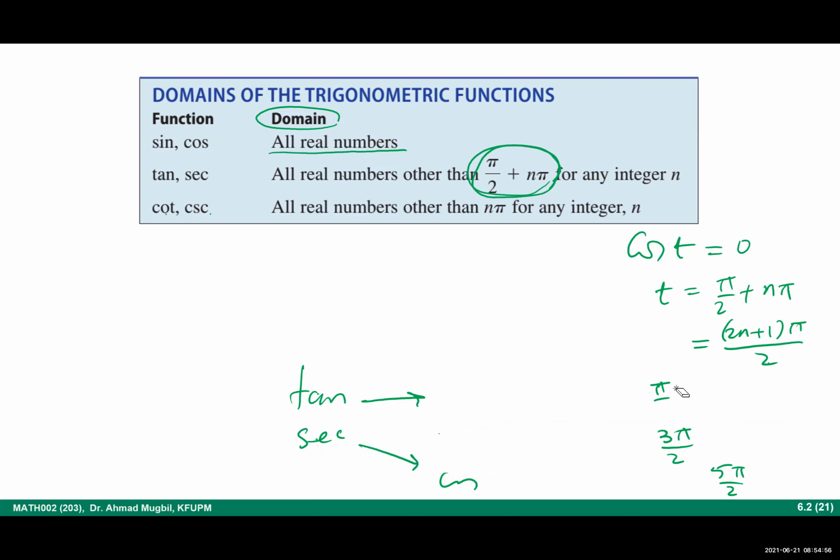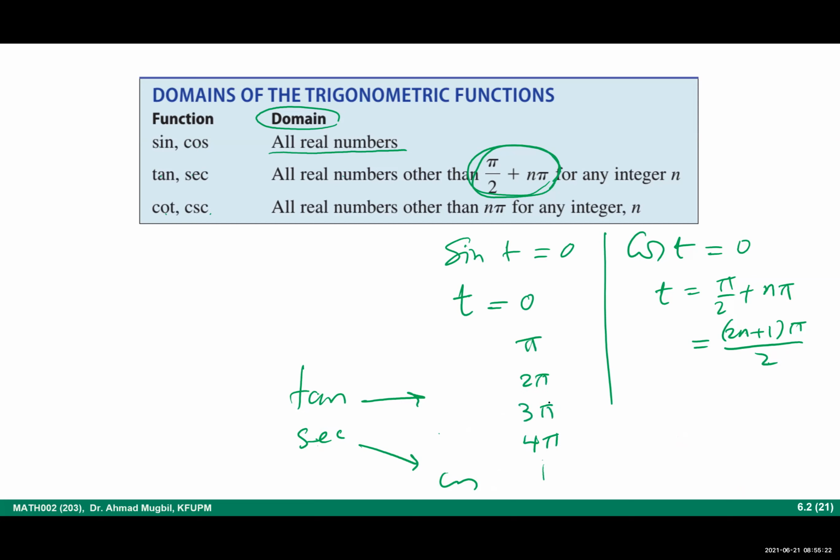For sine t, when is sine t equal to 0? You can start to prepare for the quiz now, but let me finish this part. I will give you 1 minute, inshallah. We are ready now. Sine t equals 0. What is the angle whose sine is 0? It is 0, pi, 2 pi, 3 pi, 4 pi, and so on. So it is 0 plus n pi, which can be written as n pi. So the domain of cotangent and cosecant is all the real numbers except the zeros of sine.